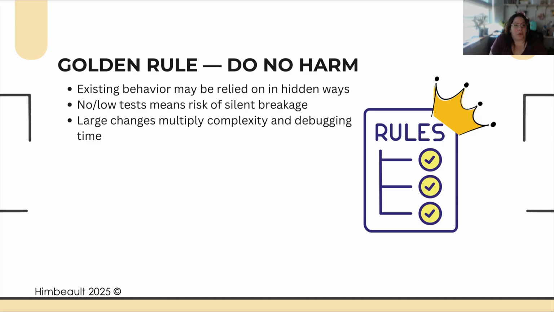So there is a golden rule, and the golden rule is do no harm, right? Existing behaviors might be relied on in hidden ways. We might not know. When we come into a project for the first time, it can be very tricky to discern all the different connections that could possibly exist. And we really need to understand that if there aren't a lot of existing tests and the infrastructure around the code doesn't exist to maintain it, there's a risk that we could break something and not even know, right? We could have this silent breakage.